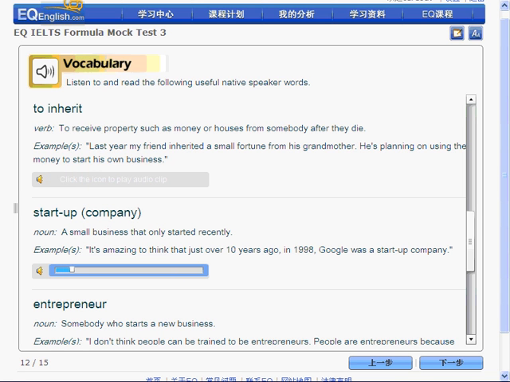Start-up company. Noun. A small business that only started recently. It's amazing to think that just over 10 years ago, in 1998, Google was a start-up company.